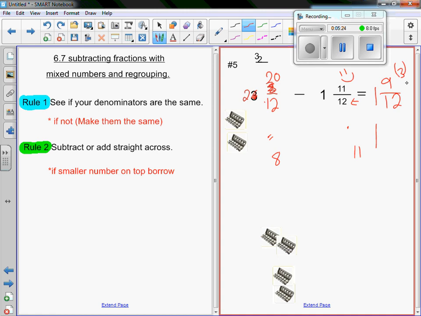3 goes into 9 3 times. 3 goes into 12 4 times. That gives me 1 3/4, and that's my final answer. These are pretty long problems that are a little difficult for 5th grade, but if they take it one step at a time, they can do it.